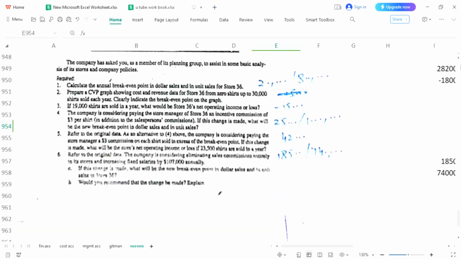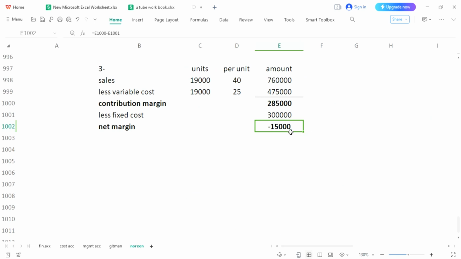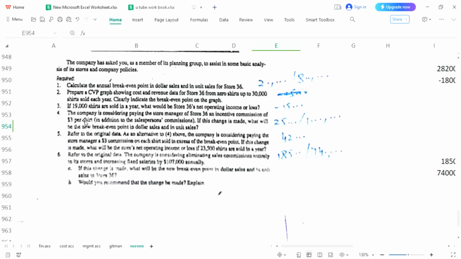Here you can see for our third amount, minus 15,000 is mentioned, and our loss is also minus 15,000. When it is minus, it means net margin is actually a net loss. You can mention it over here, but the negative sign is enough to understand that it's not a profit, it's a loss. So we have solved the third part, and now let's see what the fourth part is saying.